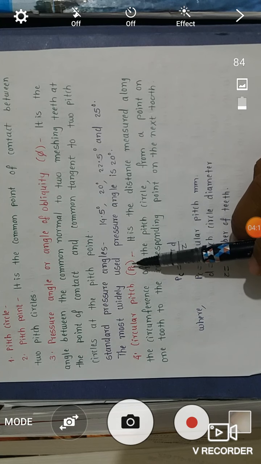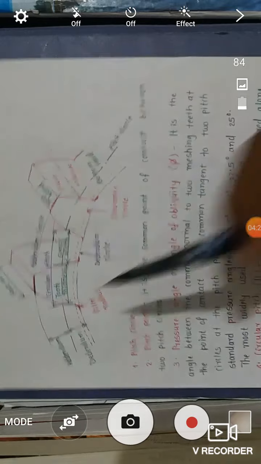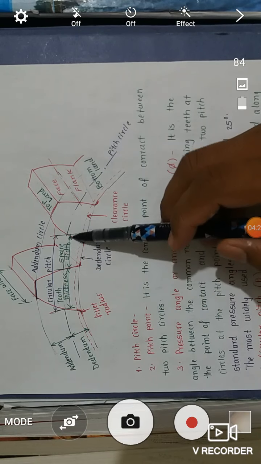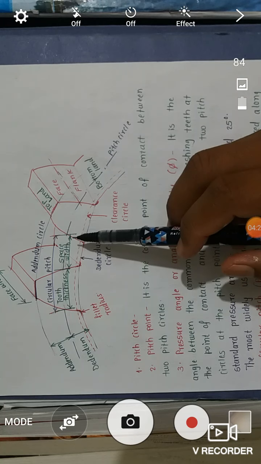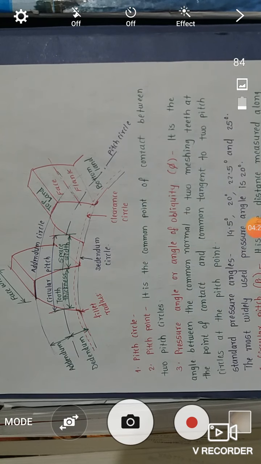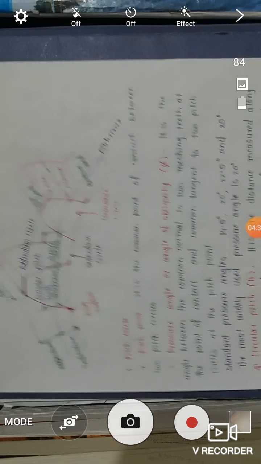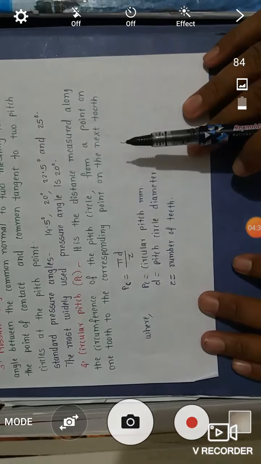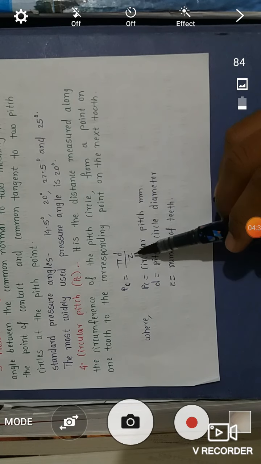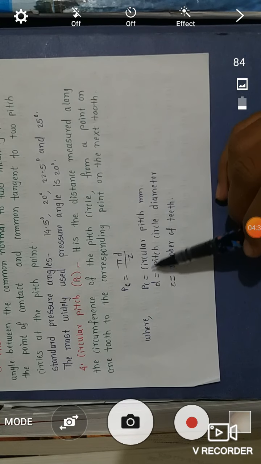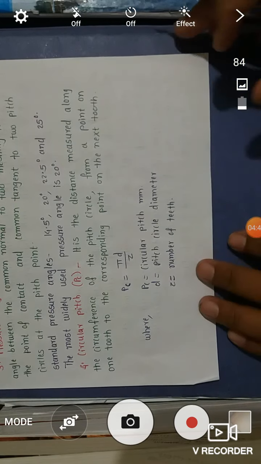Circular pitch we already discussed. Circular pitch is the addition of tooth thickness and space width, measured along the pitch circle. It is indicated with the letter Pc. The formula is Pc = pi d / z, where Pc is circular pitch, d is pitch circle diameter, and z is the number of teeth.